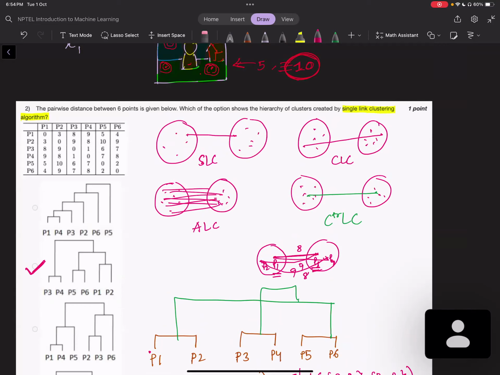Then how did P5, P6 come? P1, P2. Can you explain that, please? P1, 2, 5, 6. One, two, five, six. Max minimum. So it's like the minimum distance in the maximum distance.